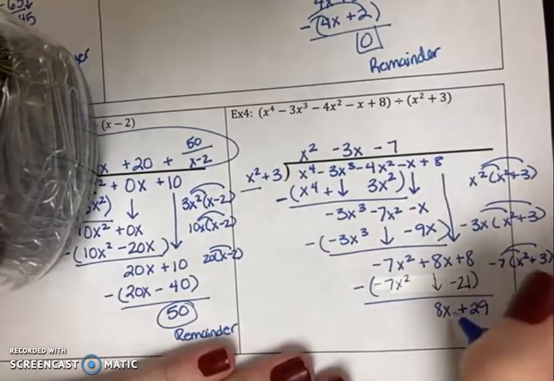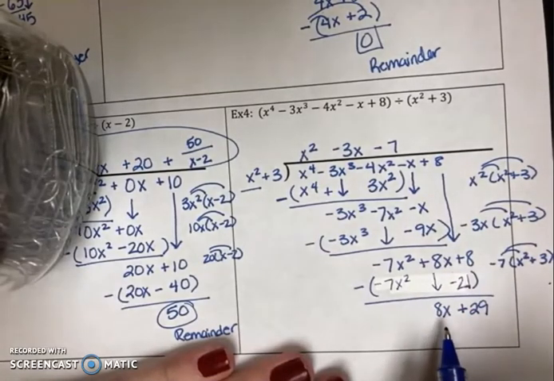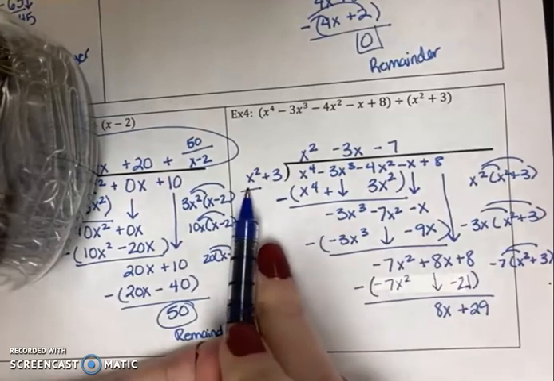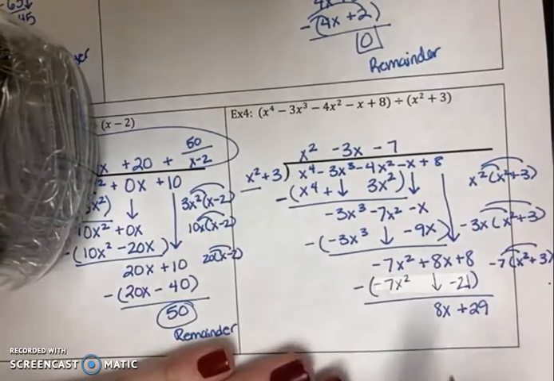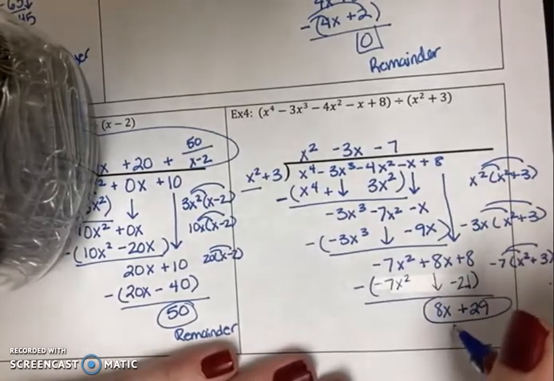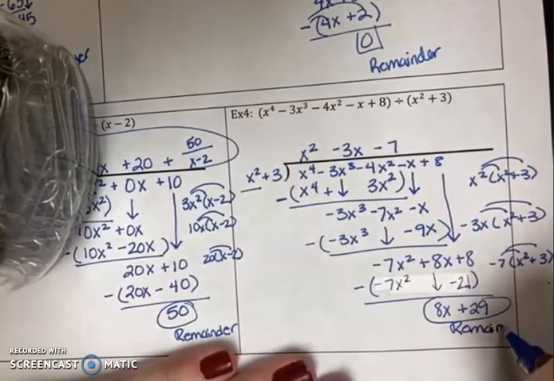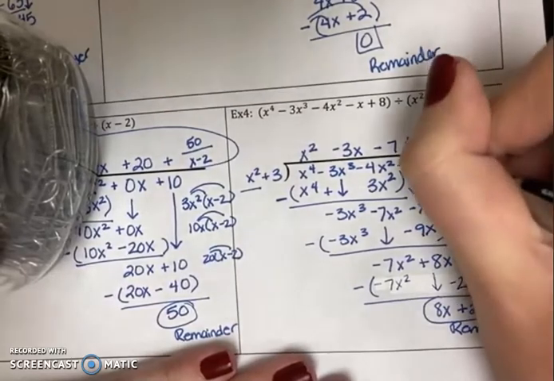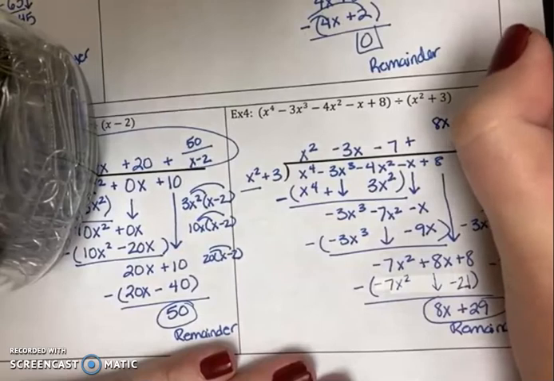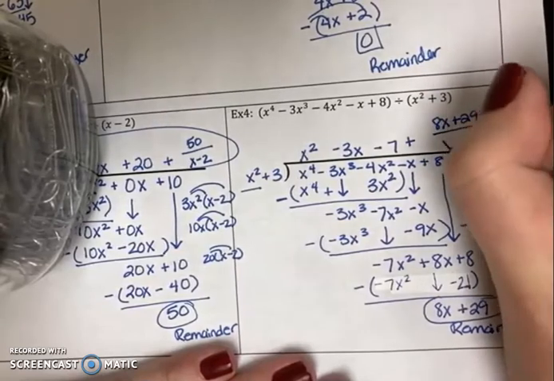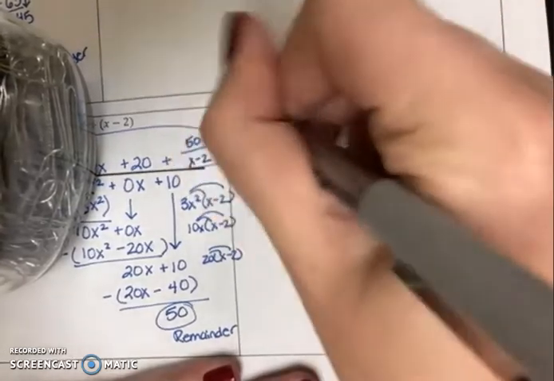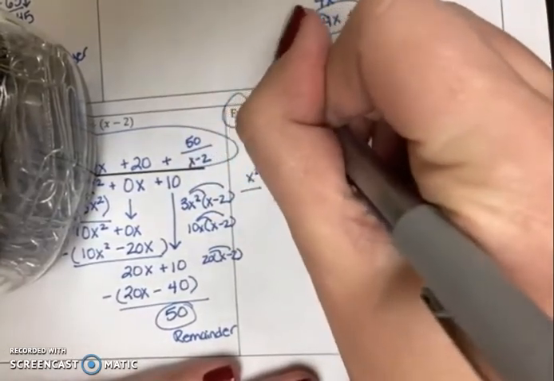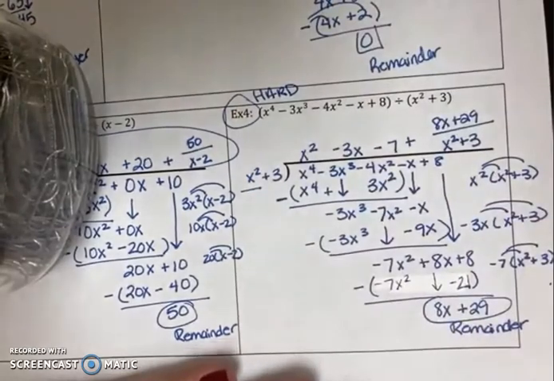This right here is where we're going to have to stop, because I cannot multiply x squared by anything to get an x. I would have had to divide by an x. So this is my remainder. So I'd put plus my remainder, 8x plus 29, all over x squared plus 3. Example 4 was probably a harder problem than I'll typically give you on the homework or perhaps on a quiz.